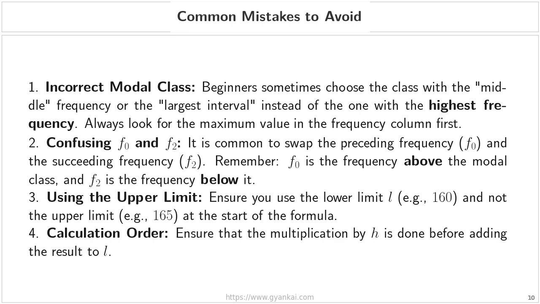Finally, pay close attention to your order of operations during the arithmetic stage. You must complete the entire calculation within the parentheses and multiply that result by the class size, h, before you finally add the value to the lower limit, L. If you can avoid these 4 traps, you will be well on your way to mastering this process. Let's move on to our final summary of the key takeaways.